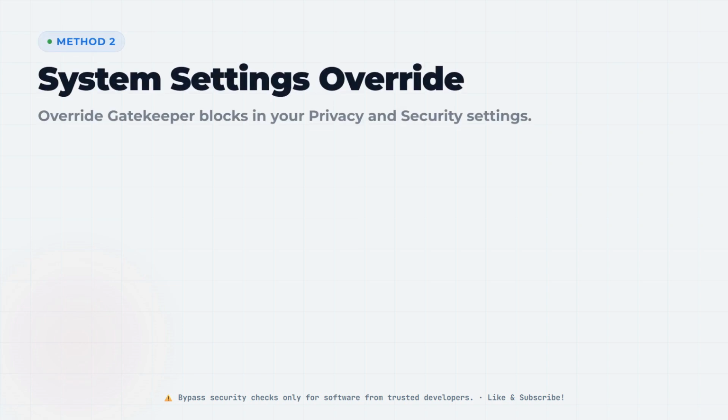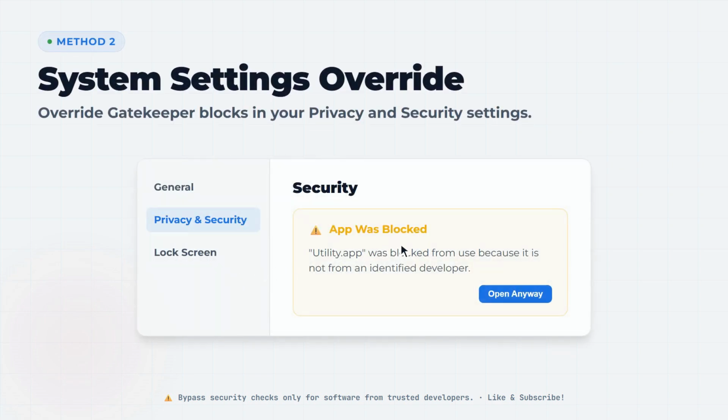If that does not work, you can override it in your settings. Open System Settings and navigate to Privacy and Security. Scroll down to the Security section. You will see a notification stating the app was blocked. Click Open anyway, enter your password, and confirm your choice.